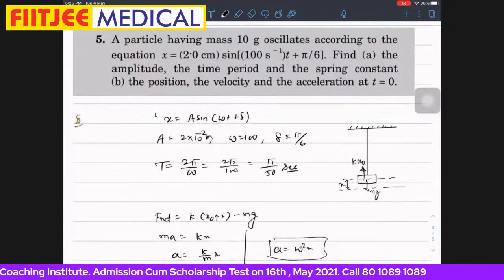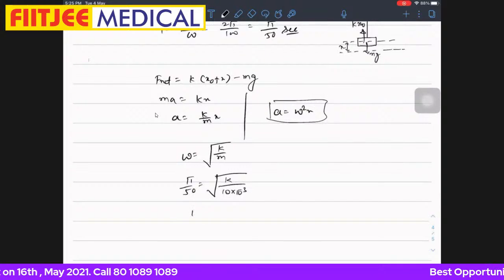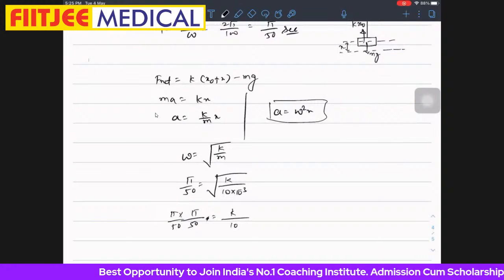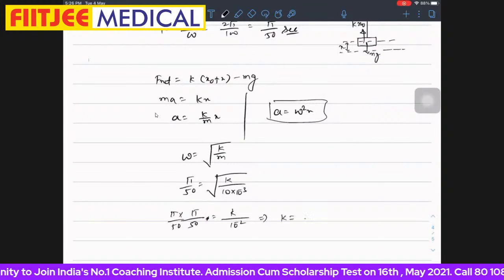So π/50, that is omega. The mass given is 10 gram, so m is 10 × 10^-3. So this will come as π/50 × π/50 = k/10^-2. Simplify this, and that will give us the answer.